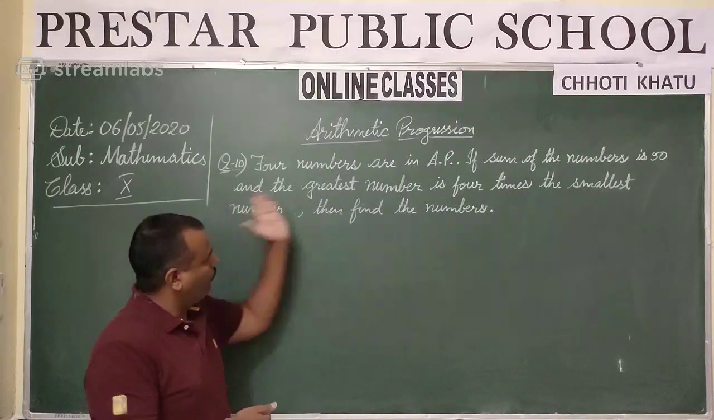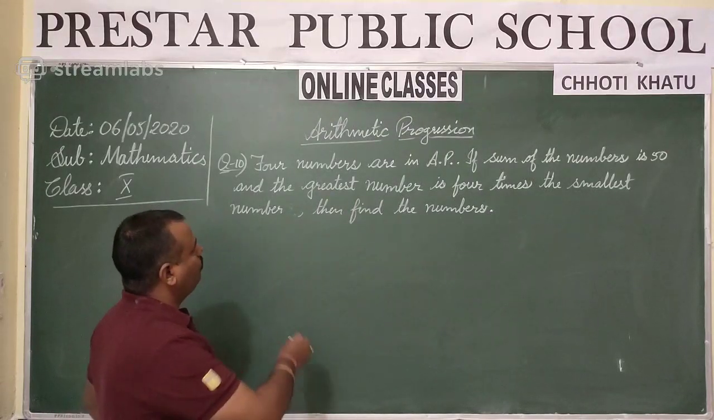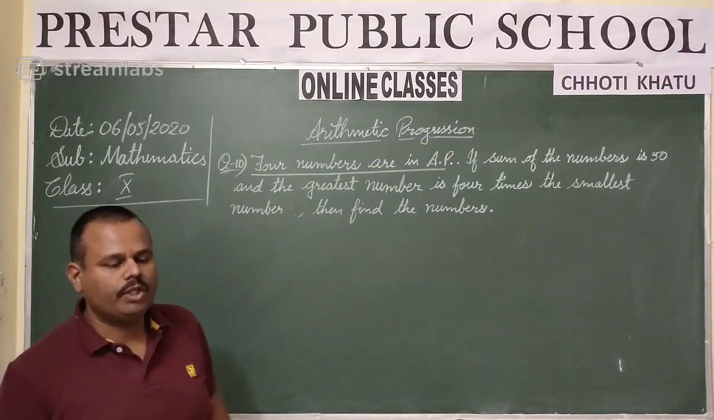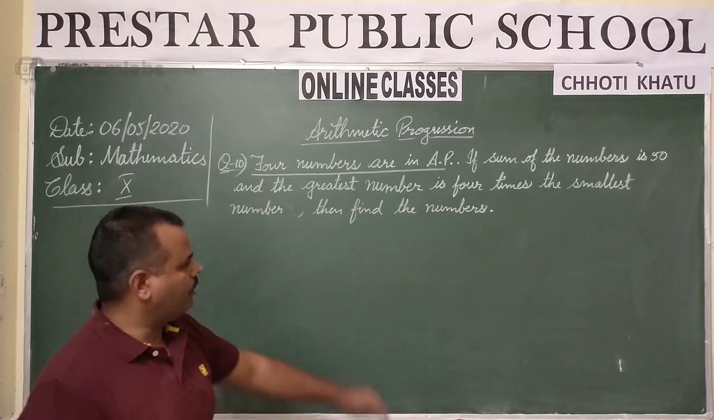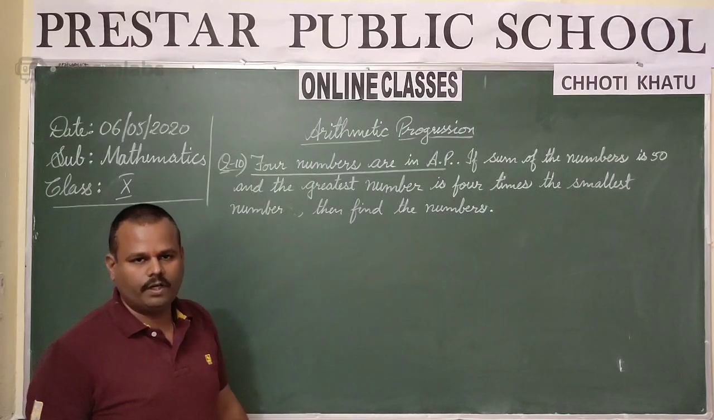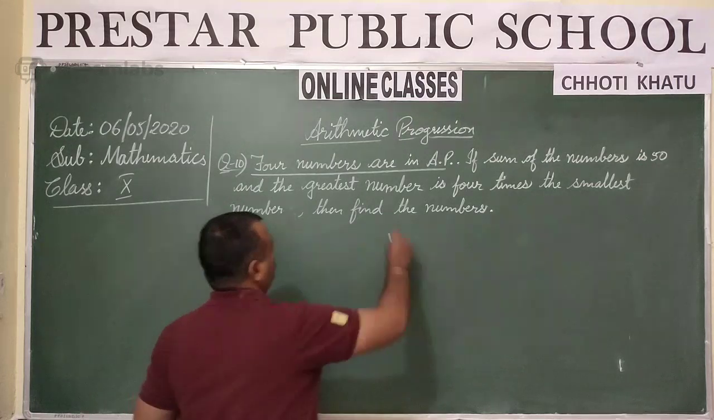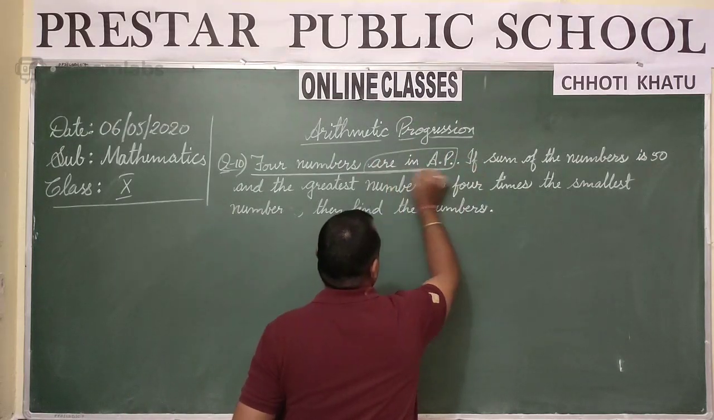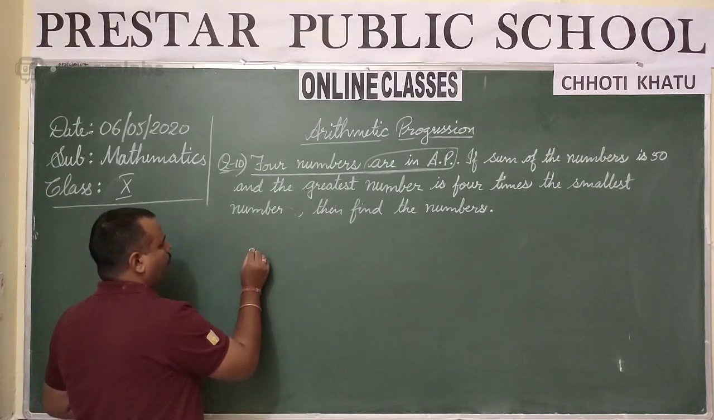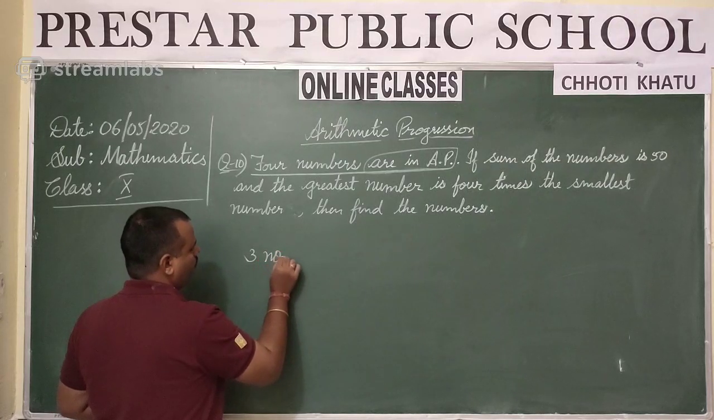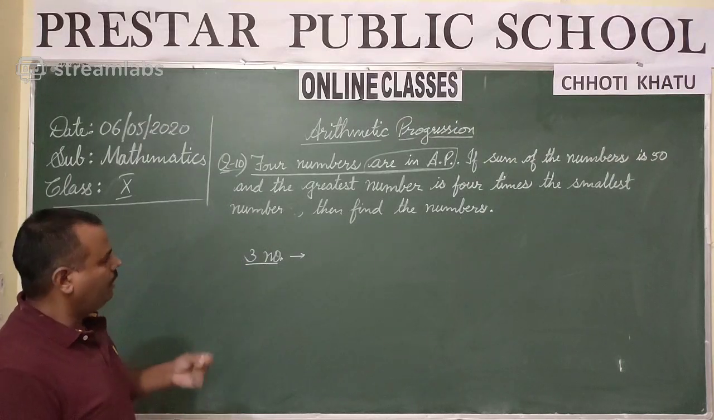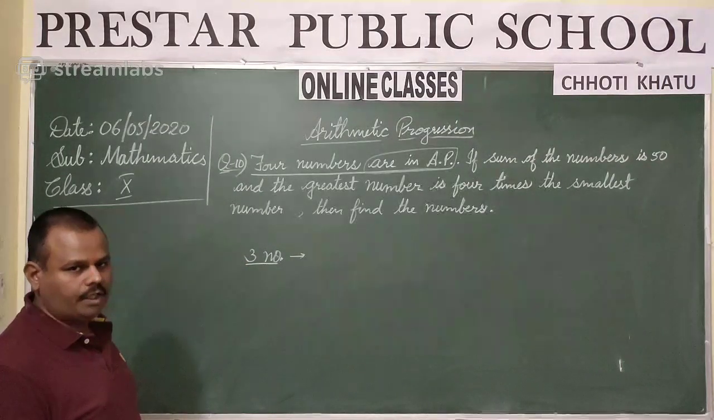So here what we have to do is consider the four numbers. Now, what four numbers are to be taken? If you take four variables, say A, B, C and D, it would become a little bit difficult for us. But we can use the condition that they are in AP. First I'll tell you how to take the numbers. If you have to take only three numbers, then the best format is this.